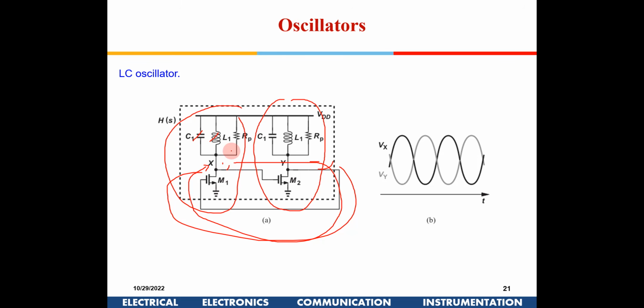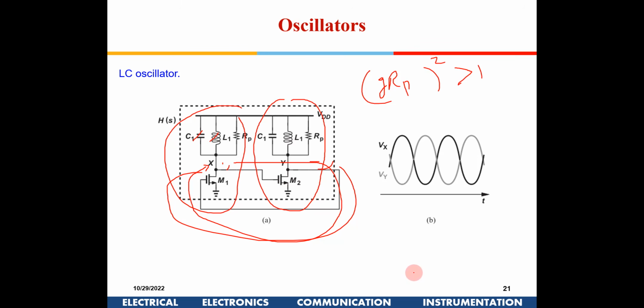So the gain of the first stage will be gm into RP. The gain of the second stage will be gm into RP again. So the total gain will be gm into RP square. And if you are ensuring that this is greater than 1, then this will oscillate. Okay, so this is how you can design an oscillator. Is it okay with all of you till here?